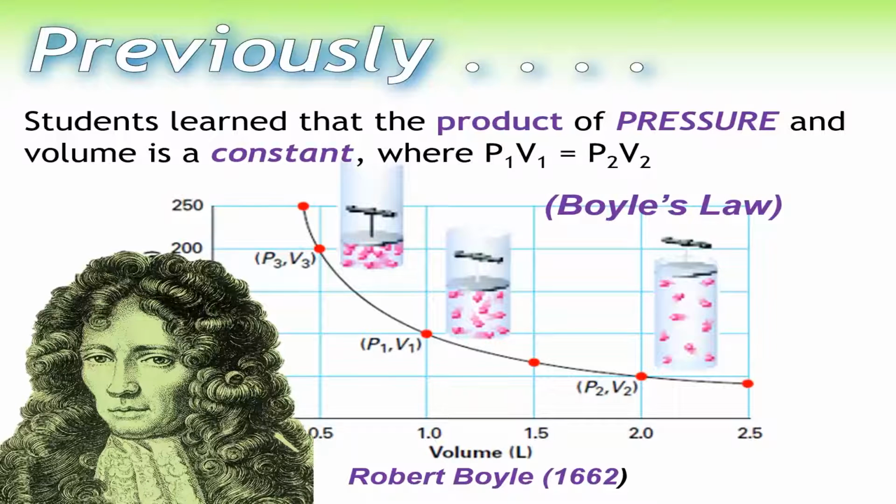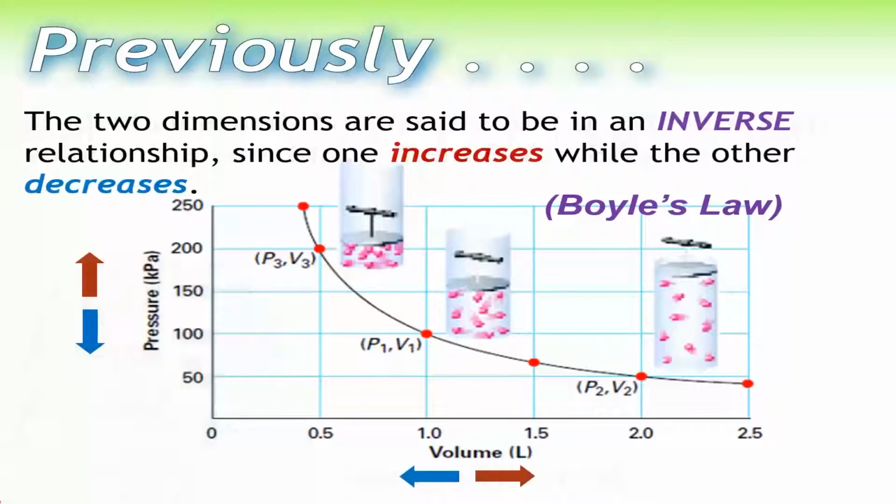Students learned, for example, that the product of pressure and volume is a constant, where P1 V1 equals P2 V2. This law, Boyle's law, is an inverse relationship that leads to a curve. It's an inverse relationship because one property increases, moving towards infinity, while the other decreases, moving towards zero.